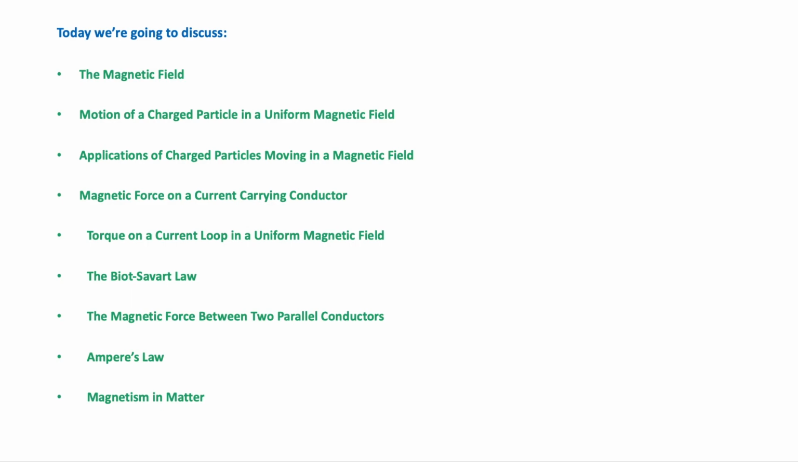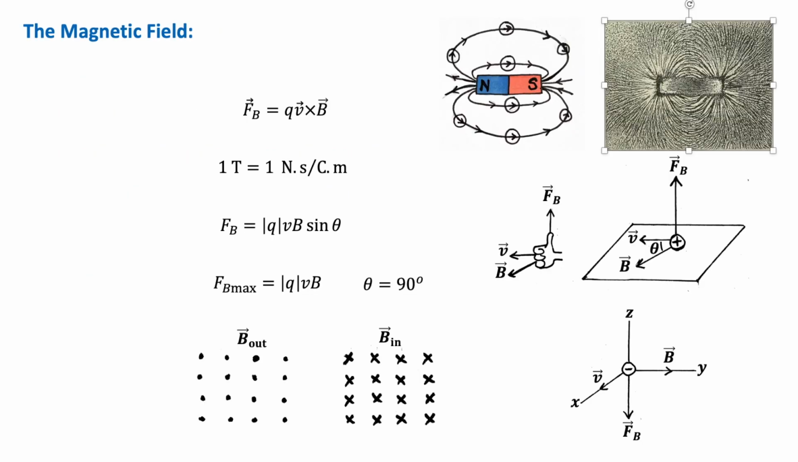Hi, so today we're going to discuss the magnetic field, motion of a charged particle in a uniform magnetic field, applications of charged particles moving in a magnetic field, the magnetic force on a current carrying conductor, the torque on a current loop in a uniform magnetic field, the Biot-Savart law, the magnetic force between two parallel conductors, Ampere's law, and magnetism in matter. We will now discuss the magnetic field.